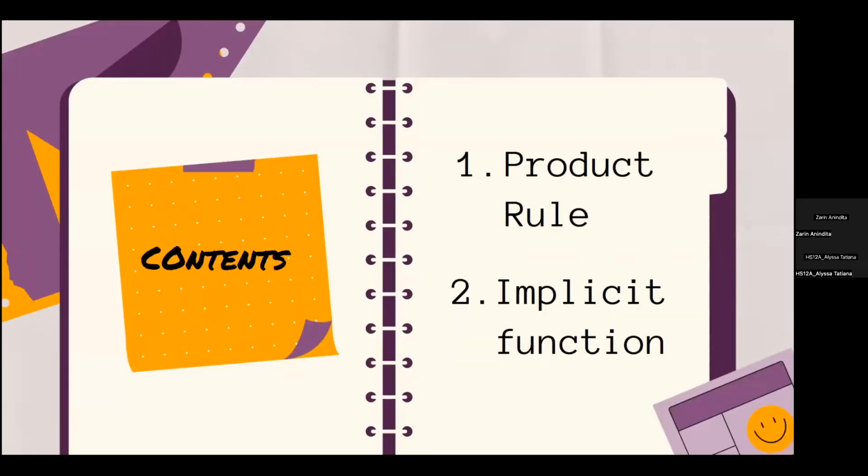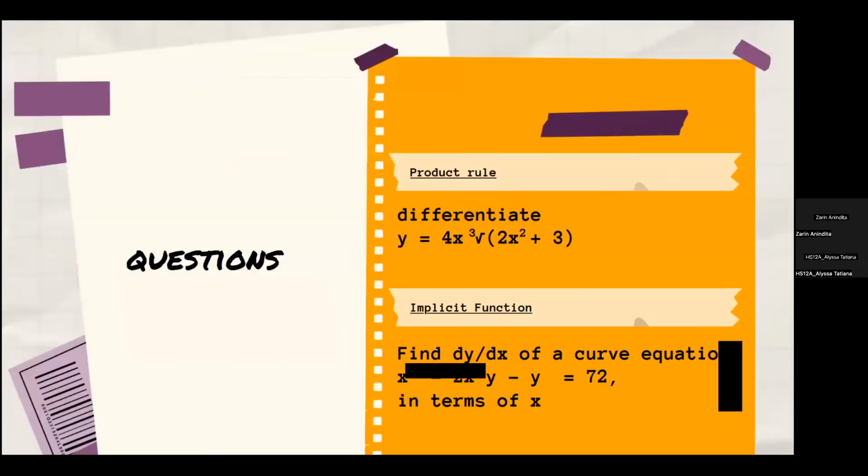So these are the topics that we will be explaining. Today Zarin and I will be explaining about product rule and implicit function. So these are the questions that we will be explaining. And first of all, I will start with the product rule question.